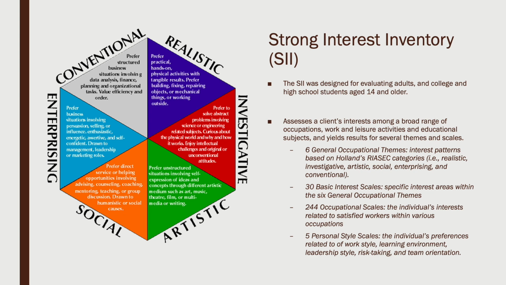Individuals' responses are compared to a general sample of working men and women who are generally representative of the racial and ethnic diversity of the U.S. workforce. Administration typically takes between 30 and 45 minutes. Individuals can complete the Strong online through the publisher's website. So it's www.skillsone.com, skillsone.com, or manually using just paper and pencil scoring forms.